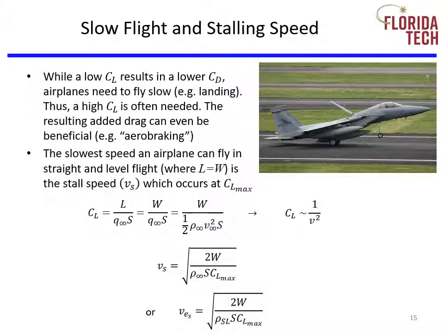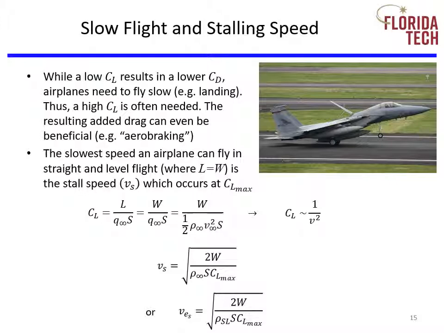The slowest speed an airplane can fly in straight and level flight, where lift equals weight, is the stall speed, and it occurs at CL max. The equation for stall speed is derived as shown. In order to decrease the stall speed, a high max lift coefficient is desirable. An increase in the planform area S will decrease the stall speed.